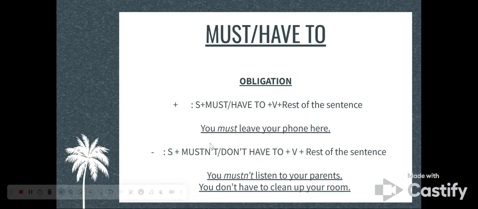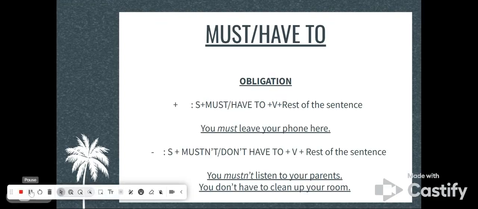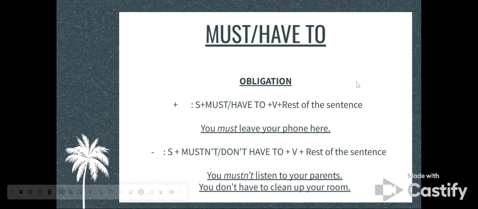You also have here an example of the negative sentence, how to structure a sentence with must or have to. So with must, you will use mustn't, and with have to, you will say don't have to. For example, here, you mustn't listen to your parents. Which you shouldn't listen. You should all listen to your parents at all times. And you also have, in the second example, you don't have to clean up your room. Okay, so that's the negative structure if you want to write a negative sentence with must or have to.